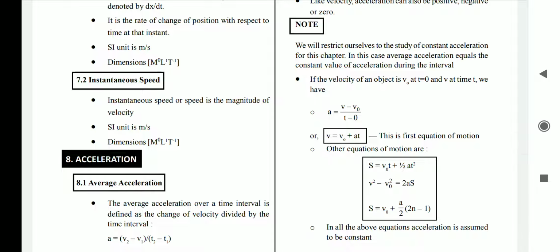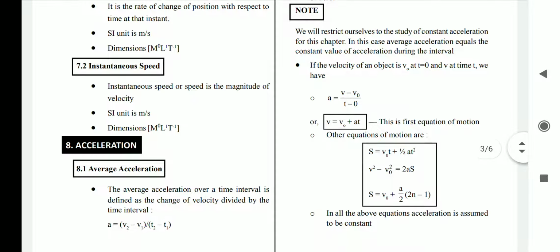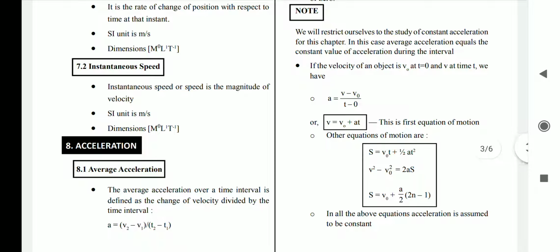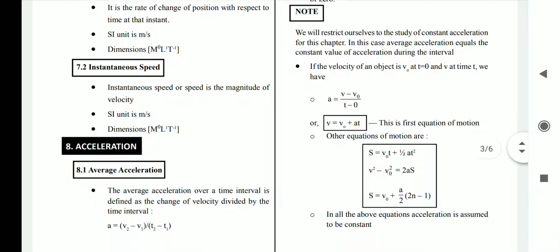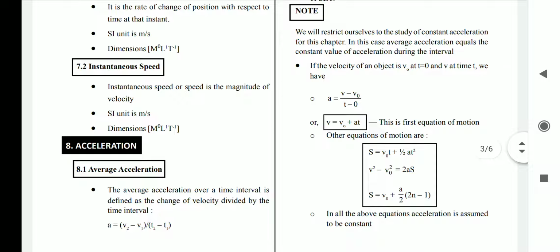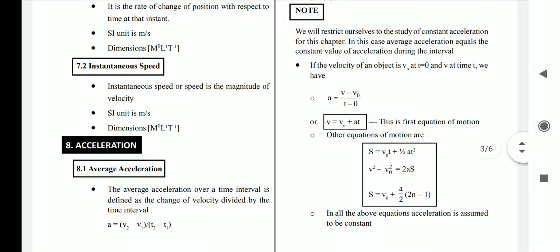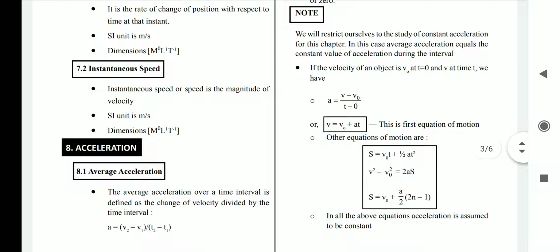Now, acceleration. Acceleration is defined as the change of velocity divided by the time interval, that is, a is equal to (v2 minus v1) upon (t2 minus t1). On the other side, you can see four relations given, and these four relations are the equations of motion that we will derive in the next lecture. Now let's solve some numericals related to the topic that we have just done.